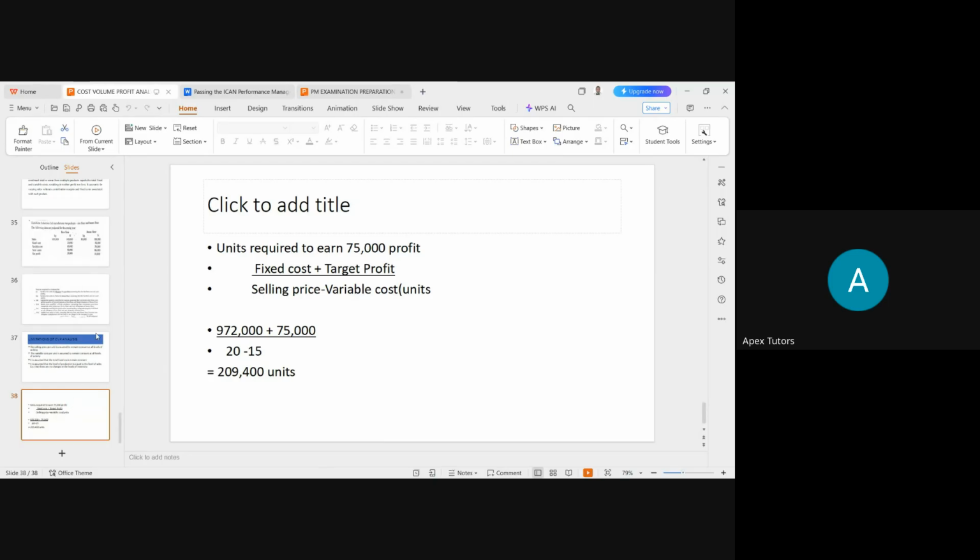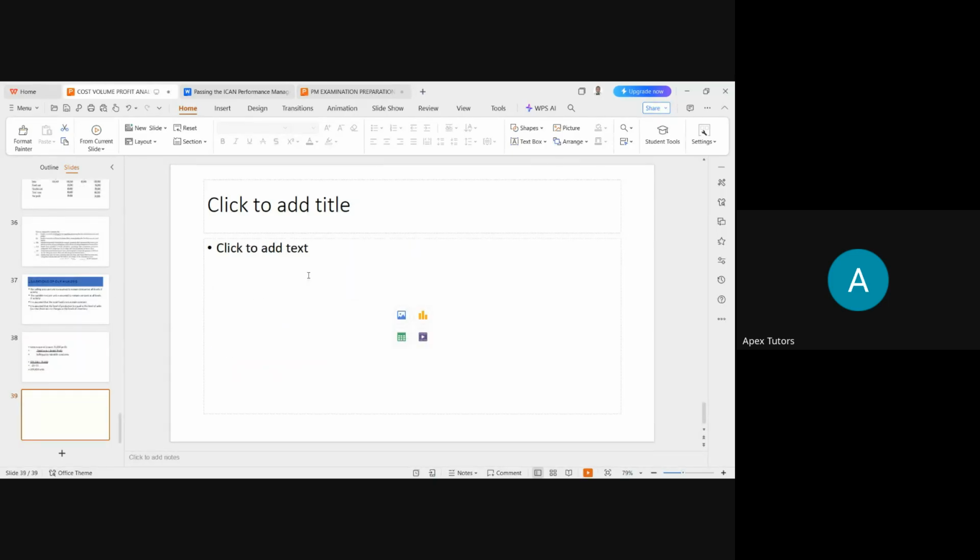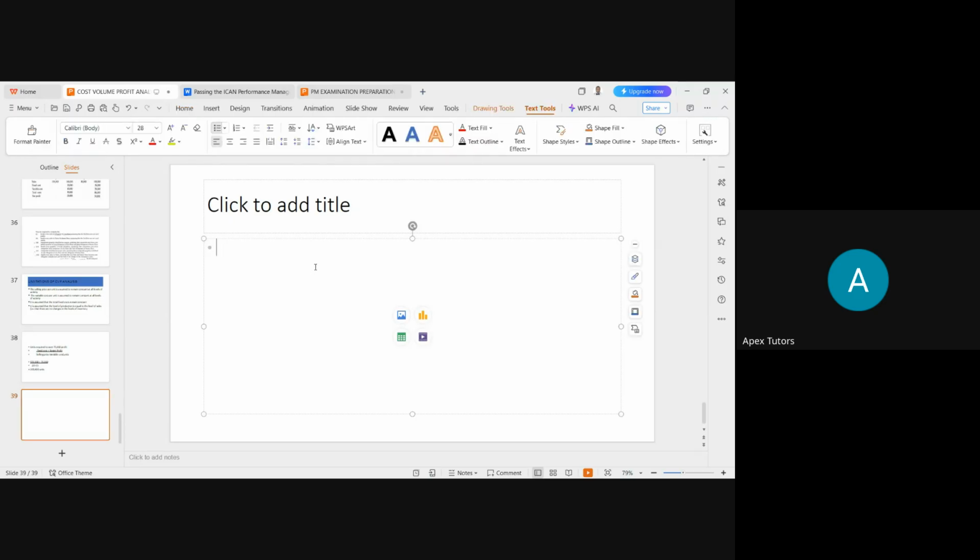So it means that if profit or loss is equal to zero at break-even level, what is profit? Please put down everything I'll be showing you. Profit is equal to what? Sales less total cost. Sales less total cost.